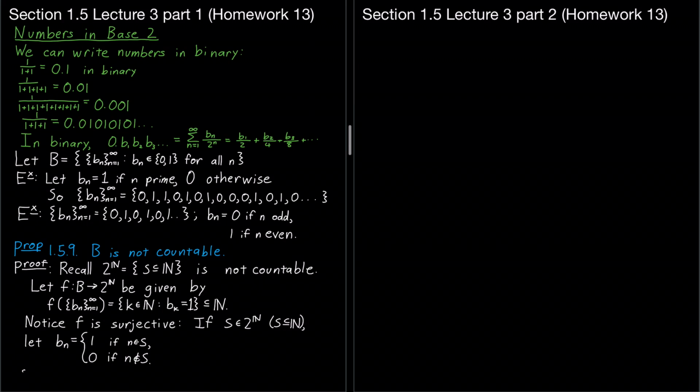And then that gives us a sequence of zeros and ones. Bn is a sequence of zeros and ones. Bn is in B, and f of our sequence is indeed equal to S. So f is surjective. As it happens, it is in fact a bijection, but all we really need is that it is a surjection.